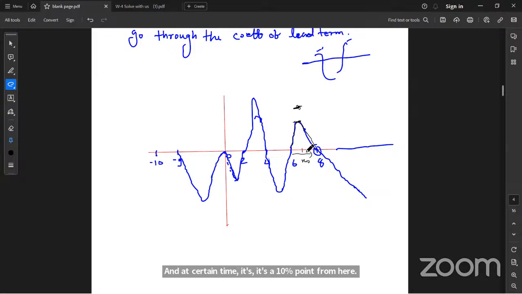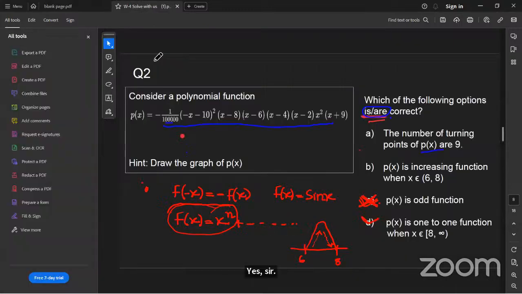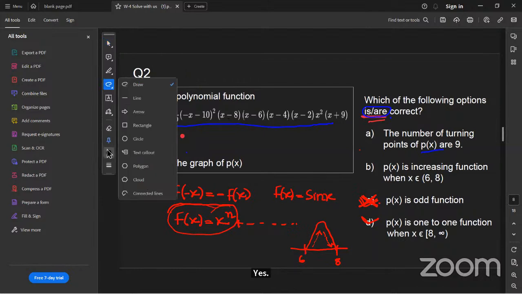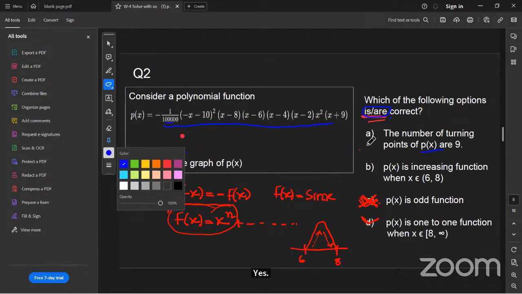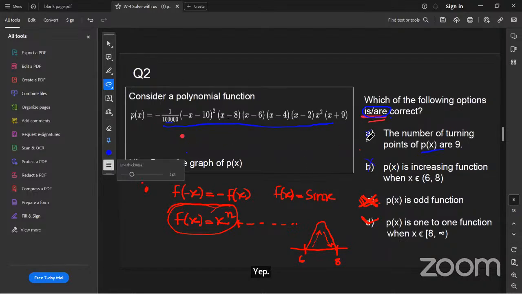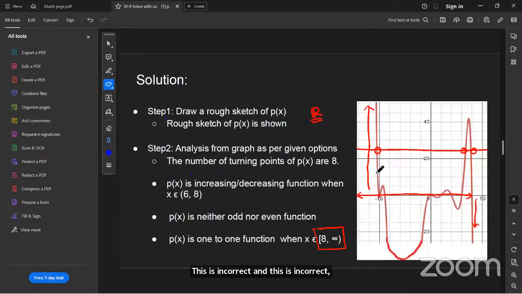Suppose it is x naught. After this x naught, the polynomial is decreasing, right? So it is not increasing between 6 to 8, right? So this option is incorrect, and this is incorrect, right?